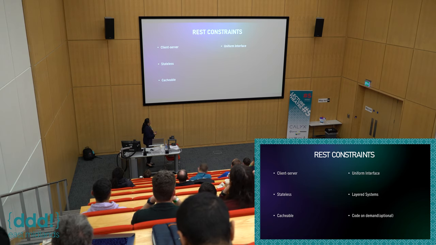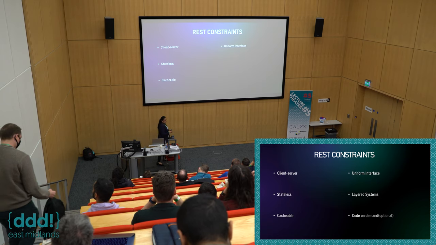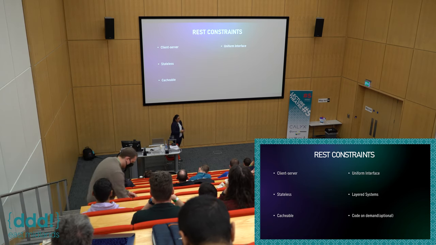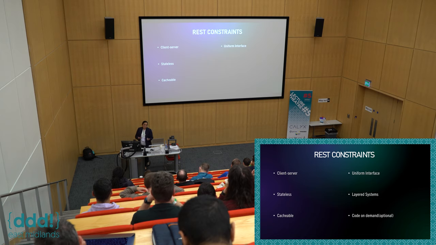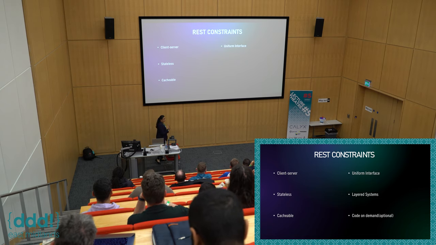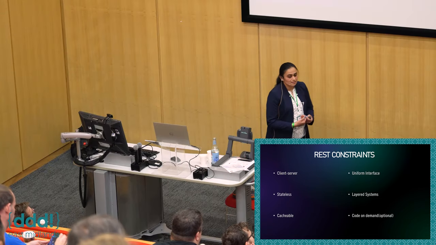And uniform interface, this is probably the most important constraint of them all. This suggests that every resource in the system should have a uniform interface using which it can be identified. Resources can be represented in multiple formats. You can have XML, you can have JSON, all those sort of formats.